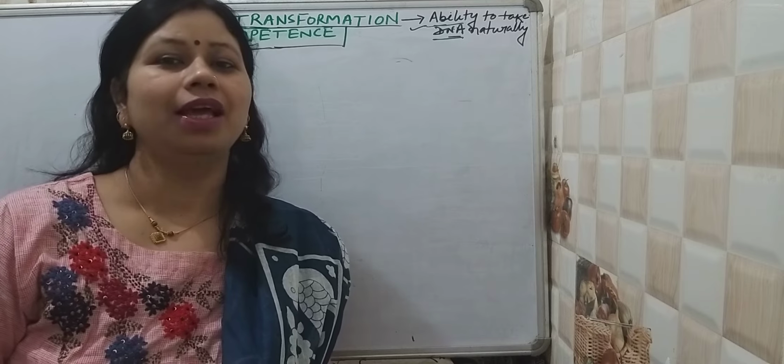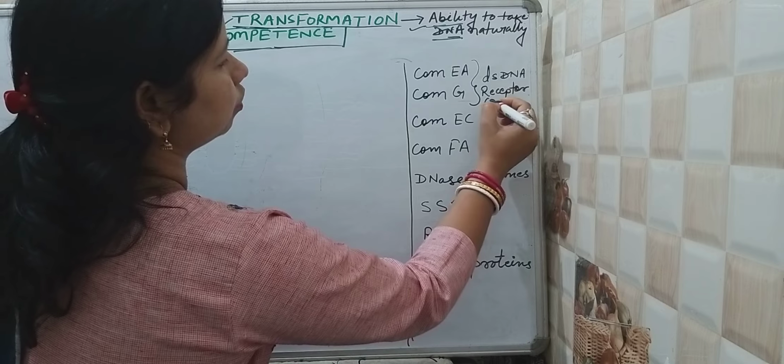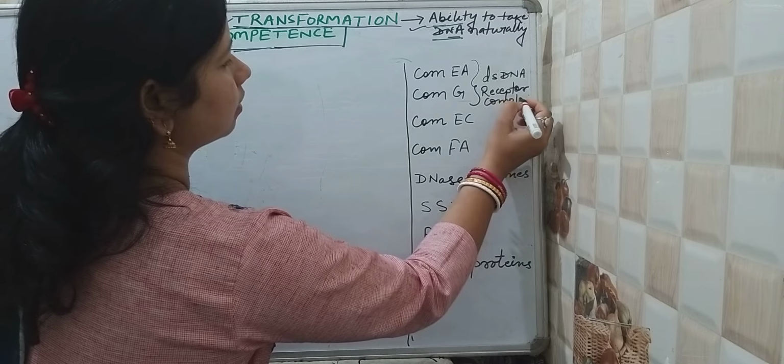So, what is the function of ComE and ComG? These two competence proteins are responsible for binding the double-stranded DNA molecule to the receptor complex, which is present on the bacterial surface, actually the competent bacterial cell surface. Okay, ComEC and ComFA.